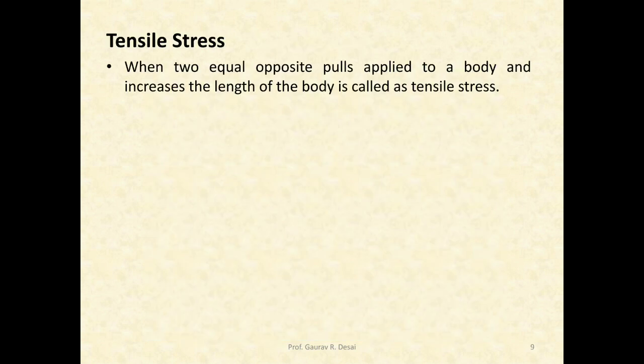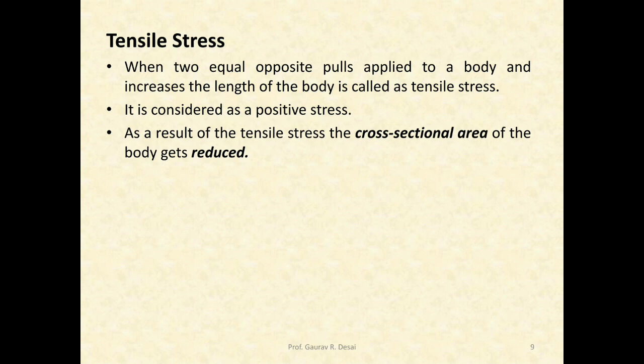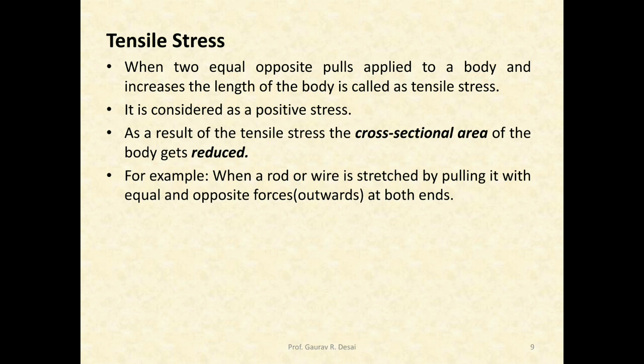So, what is tensile stress? Whenever two equal and opposite pulls are applied to a body and increase the length of the body, it is called tensile stress. It is also considered a positive stress, meaning it is considered a positive value. As a result of tensile stress, the cross-sectional area of the body gets reduced. Whenever tensile load is applied on the body, due to the increase in length, the other dimensions of the body are reduced. Example, when a rod or a wire is stretched by pulling it with equal and opposite forces in the outward direction at both ends, its dimensions change.